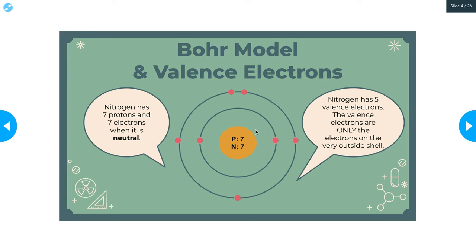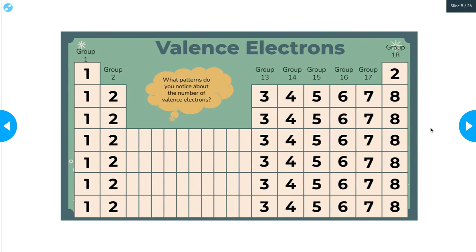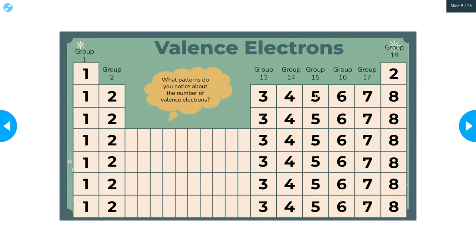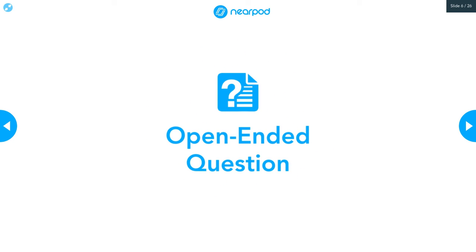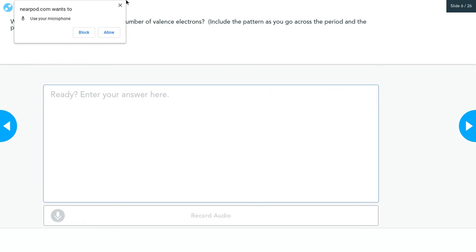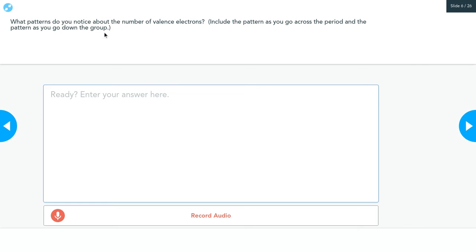It just shows you how you start with an element like nitrogen, and you look at the periodic table to find out it has 7 protons. That also means it has 7 electrons. To find out how many valence electrons it has, you know that nitrogen is in group 15, and group 15 has 5 valence electrons.